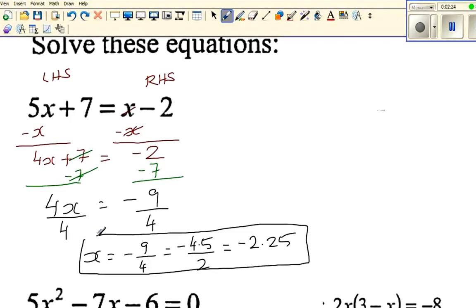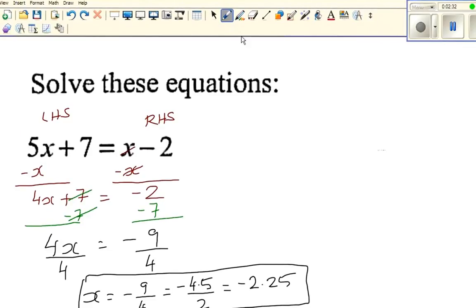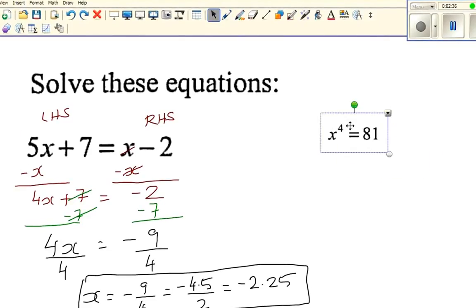So here what I have done is I have halved this. Half of 9 is 4.5 and half of 4.5 is 2.25. Okay, I got a question sitting here. I made that small. I'll make that bigger now. Okay, now you can see this.